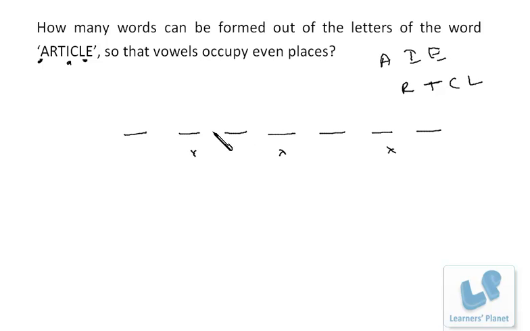Now we have to arrange the vowels on the 2nd, 4th and 6th positions. So we have 3 positions only, and we have to arrange the 3 letters only. So 3 letters, 3 positions can be arranged in 3 factorial ways. Now we have to arrange the consonants on the remaining 4 positions. So 4 positions, 4 letters, they can be arranged in 4 factorial ways. So it's 6 into 24, so it's 144 ways, right?